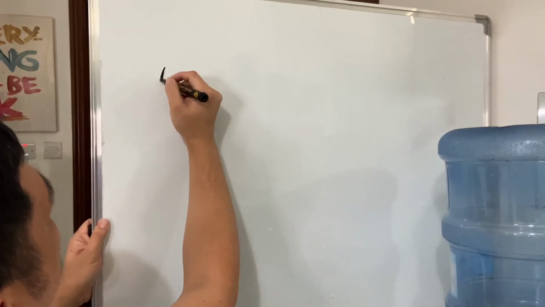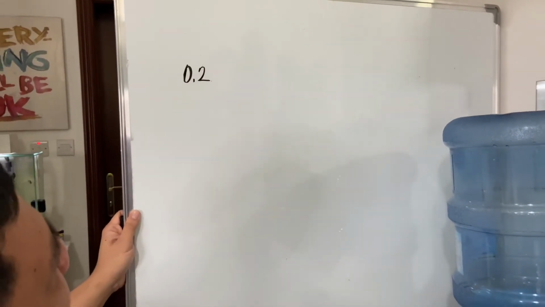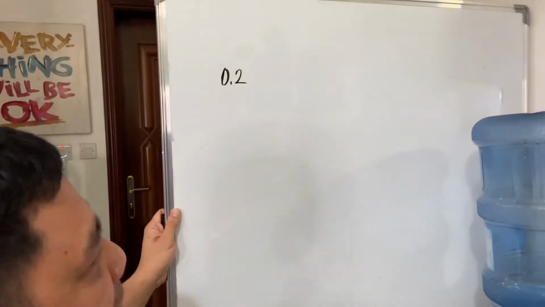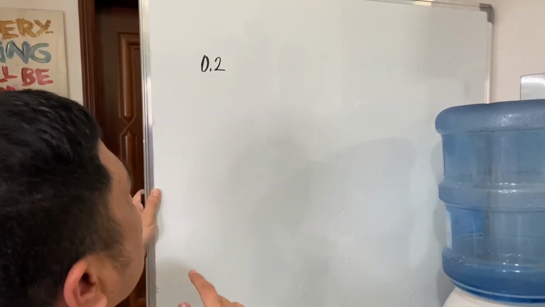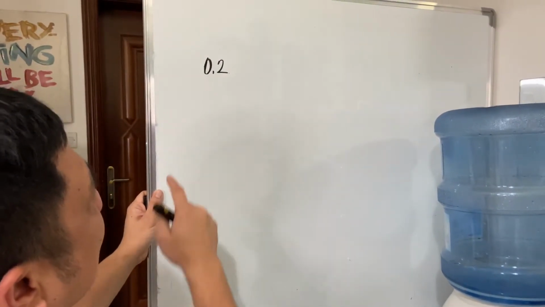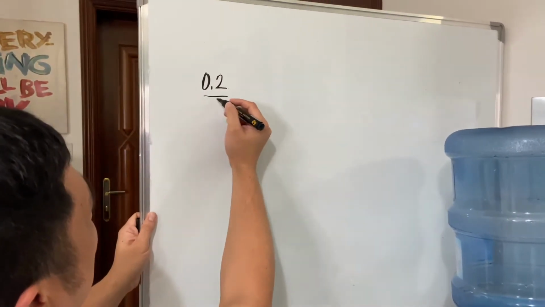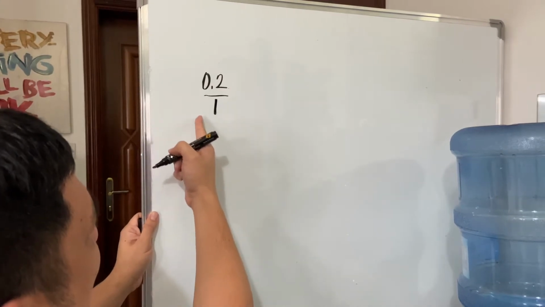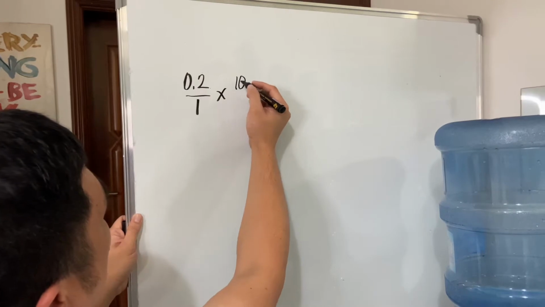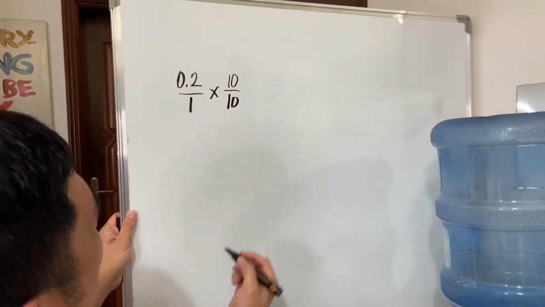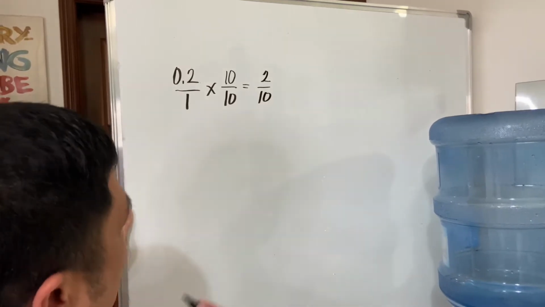So if you have here 0.2, the problem given last time was 0.2. So how can we convert this into a fraction? You can see here 0.2 in terms of the place value is in the tenths. So I can rewrite 0.2 as 0.2 over 1. To get rid of the decimal, you can multiply both numerator and denominator by 10. So in this case, you will have 2 over 10.